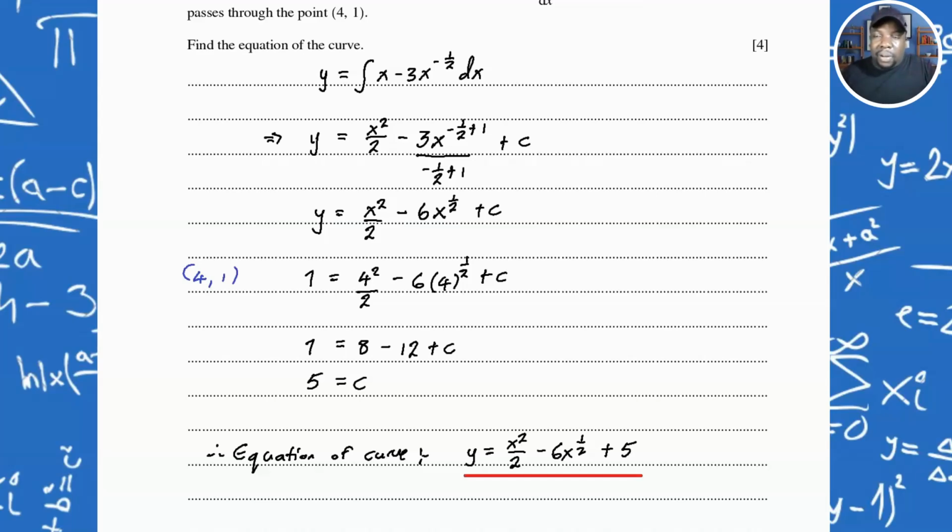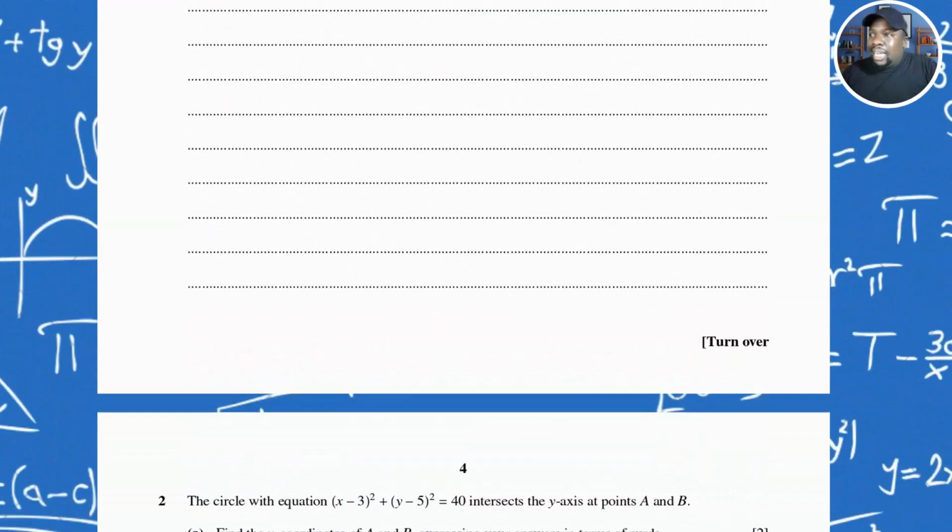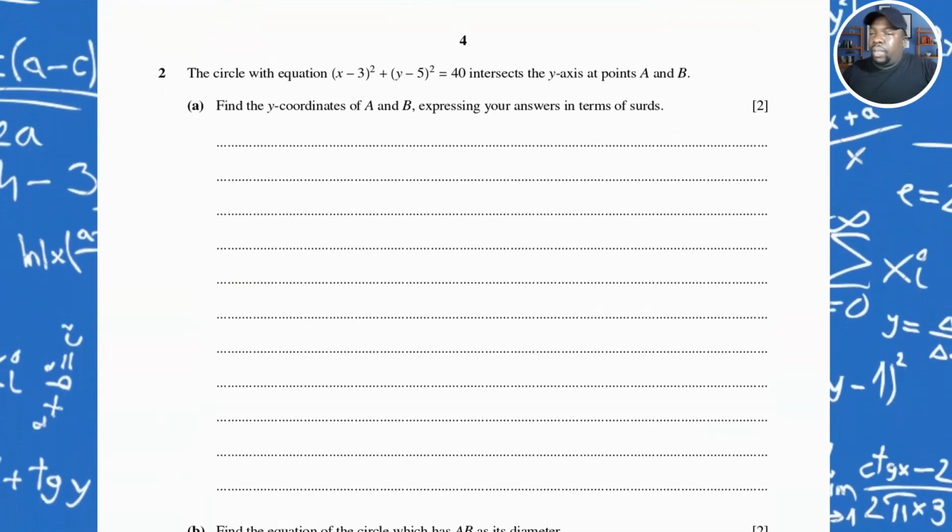Let's move on. Alright, let's move on to question number 2. On number 2, the question is saying, the circle with the equation x minus 3 squared plus y minus 5 squared equals to 40 intersects the y-axis at points A and B. Alright, so on A they say find the y-coordinates of A and B, expressing your answers in terms of surds. Alright, let's answer that question.